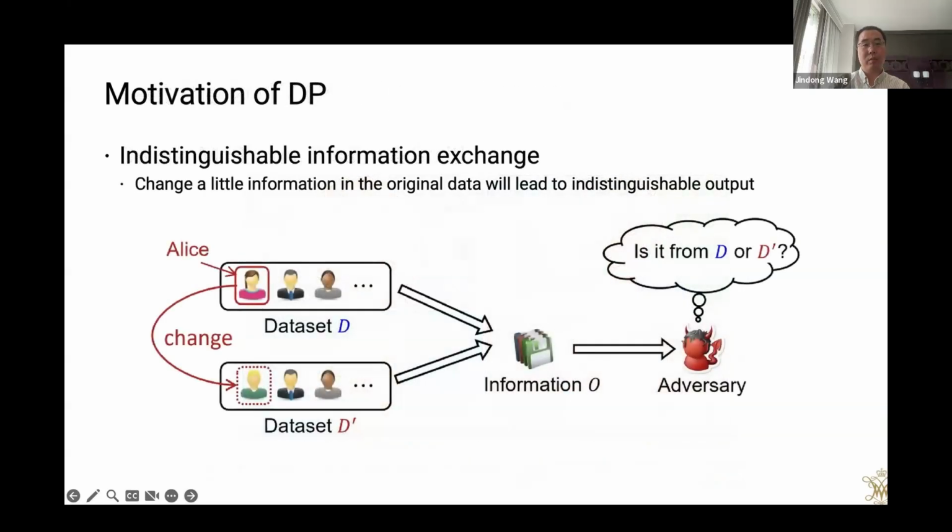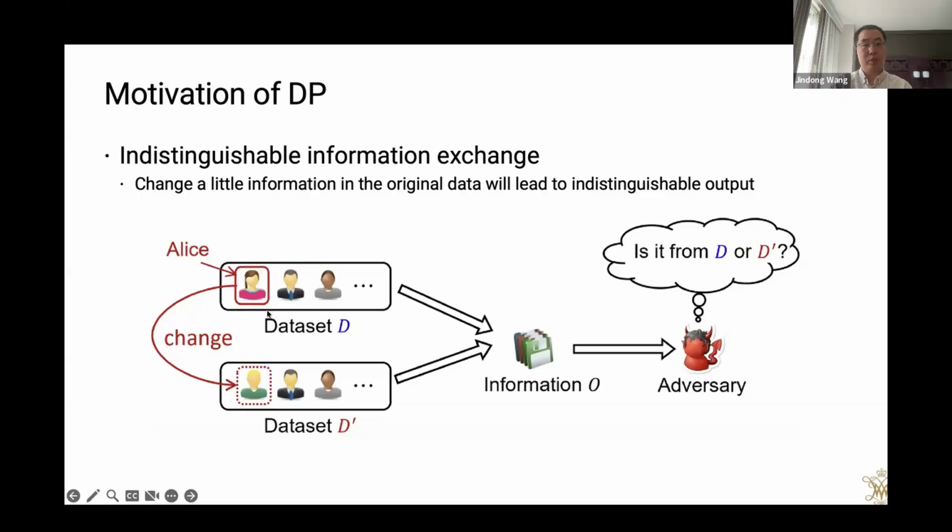Okay. So what does it mean? Why do we have DP? The motivation is that we want some indistinguishable information exchange. We want to exchange information, but we want to make it as little as possible. So we only change a little information of the original data, which will lead to indistinguishable output. An example here: we have the original dataset D, and you want to protect the sensitive private information of all the people in the dataset D.